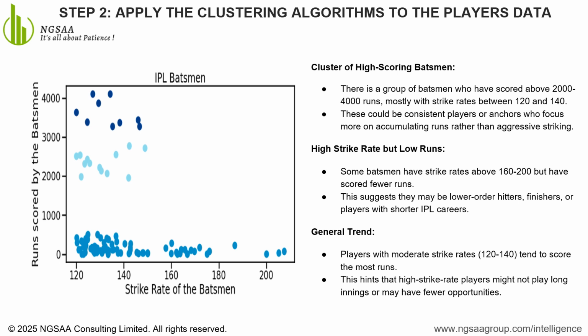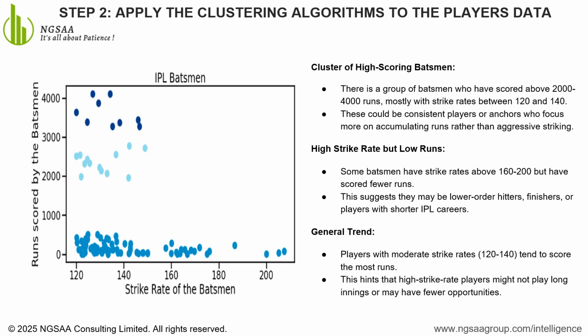Insights from clustering. 1. Cluster of high-scoring batsmen. These players have scored above 2,000 to 4,000 runs. Their strike rates mostly fall in the 120 to 140 range. This suggests they could be consistent players or anchors, accumulating runs steadily rather than playing aggressively.